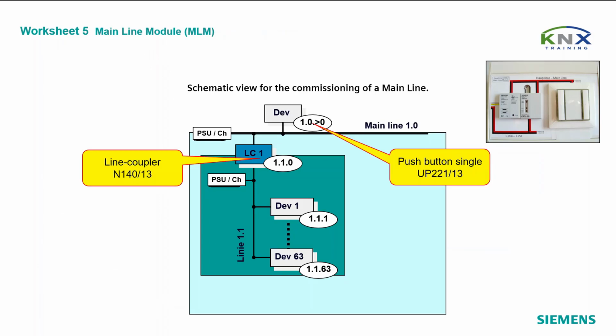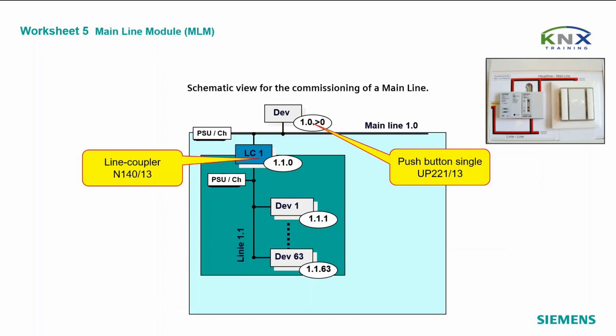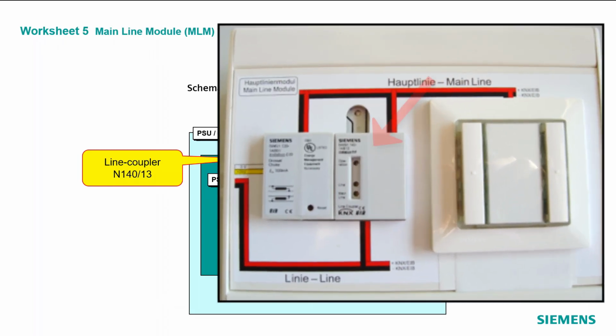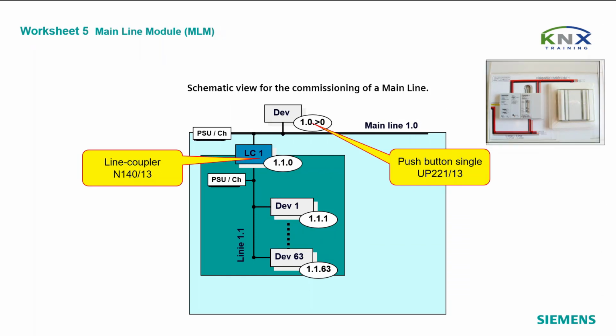The mainline module. For our task, we have a so-called mainline module, a box containing a line coupler, a choke and a single rocker push button. The given scheme is only an example based on the assumption that someone has used line 1.1 so far. If you are using a different line, make sure to adapt the given figures.